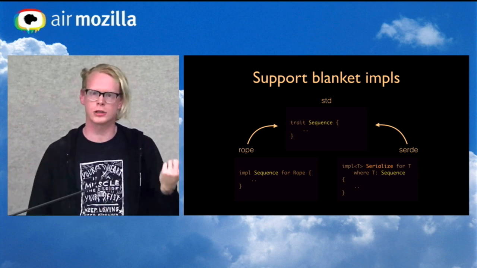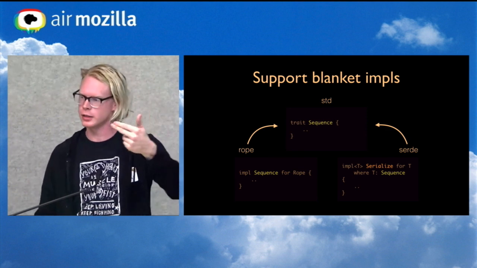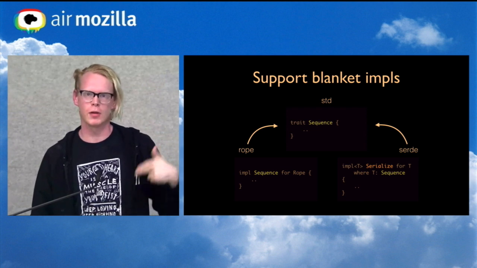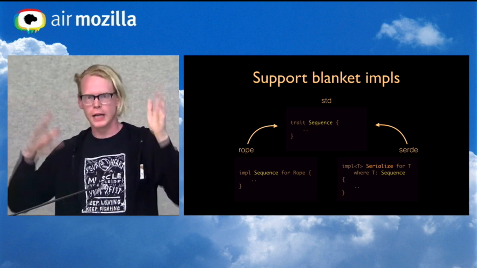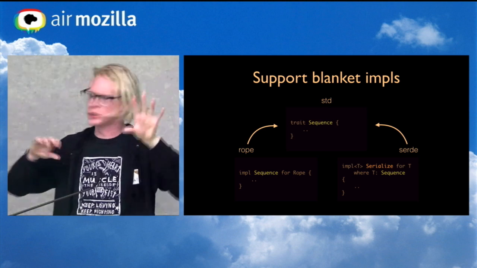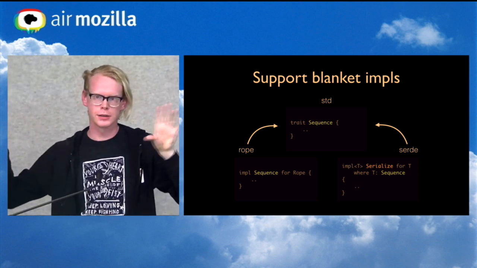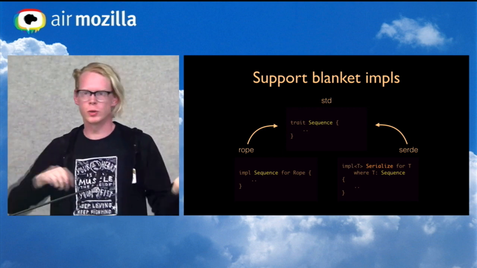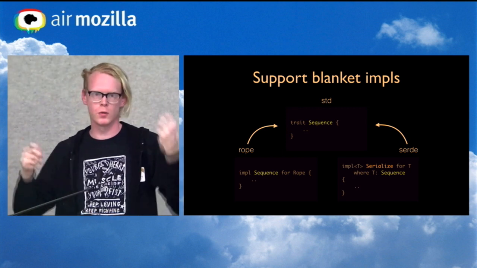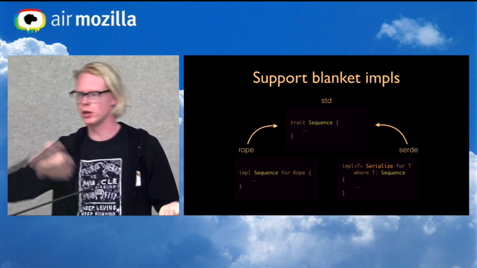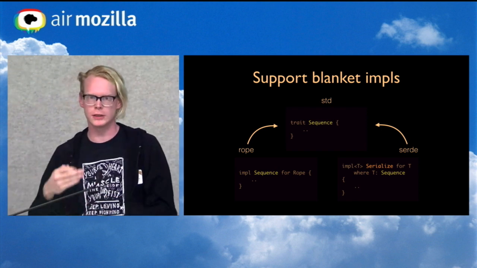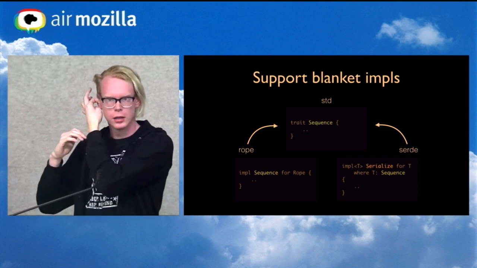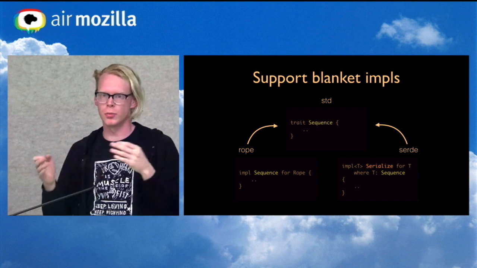And then a data structure library will just say, okay, I depend on the standard library. I'm writing a sequential data structure, and so I will implement sequence. And then I depend on rope here, a rope is a data structure I just chose for this example, and Serde, even though they don't know about each other, ropes will implement serialize because ropes implement sequence, and anything that implements sequence also implements serialize. And so we get this ability to chain across crates that don't even know about each other through blanket impls.